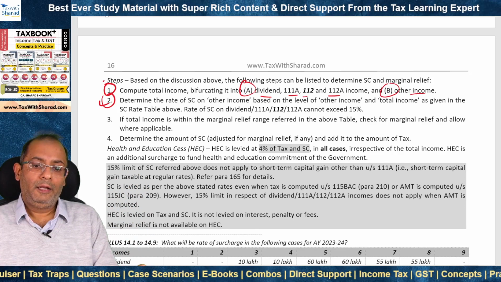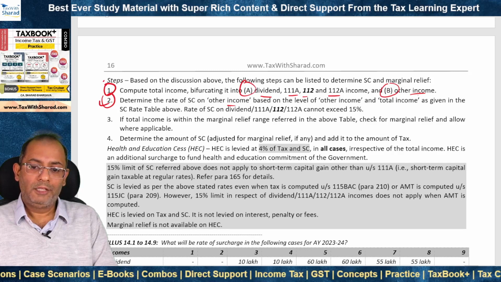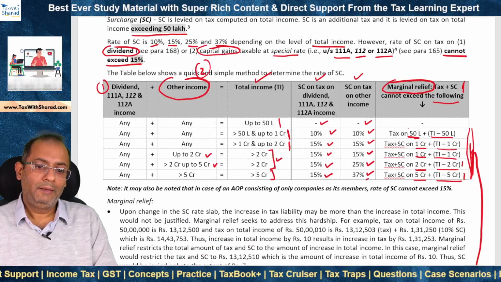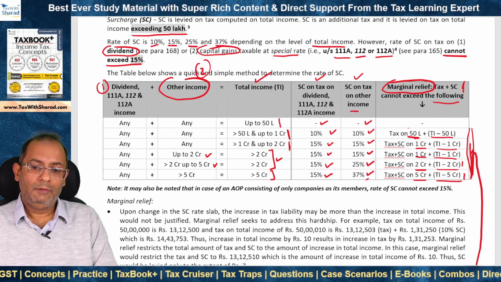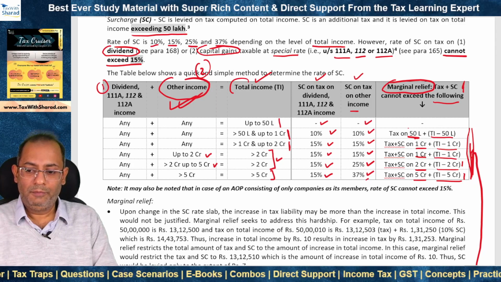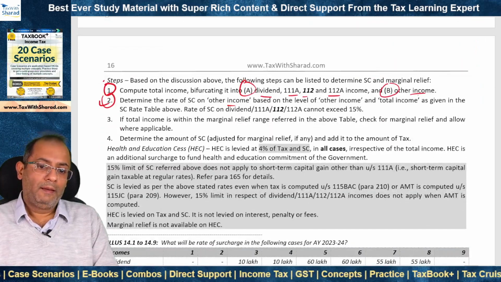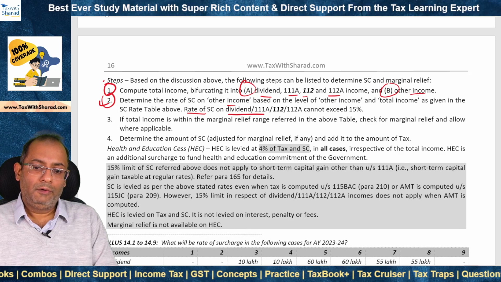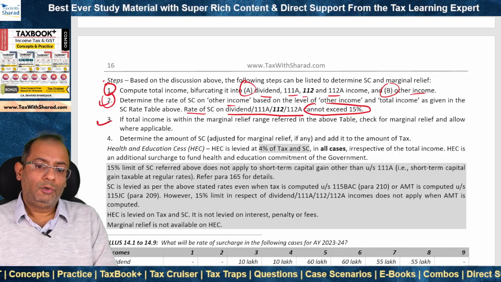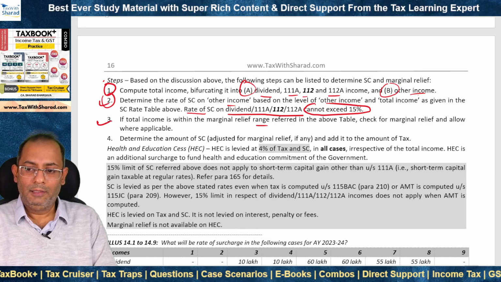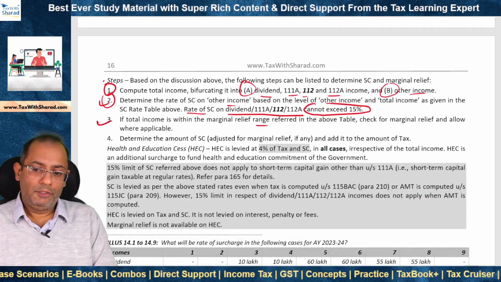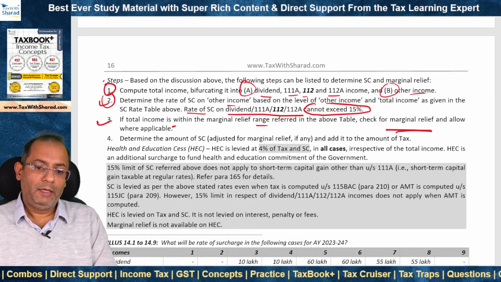Second step is to determine the rate of surcharge on the other income, right? Based on the levels which we have seen in the table above. So determine the rate of surcharge based on the level of the other income, whether it is 10%, 15%, 25% or 37%. In any case, the rate of surcharge on dividend, 111A, 112 and 112A cannot exceed 15%, right? If the total income is within the marginal relief range referred in the above table, that means in this particular range, then check for marginal relief and allow it where applicable.